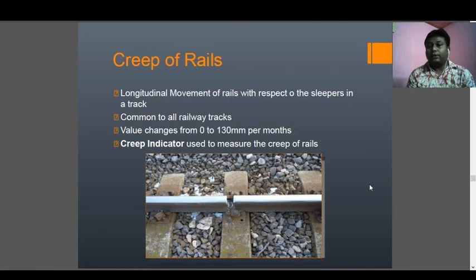Now there are two aspects. One is the change of length due to temperature in the summer season, and another in the winter season. So just keep one thing in your mind: the variation of the length due to the temperature is known as creep. That is the simplest definition of creep. What the various causes of creep are, what the function of creep is, and how we can eliminate creep will be discussed later.